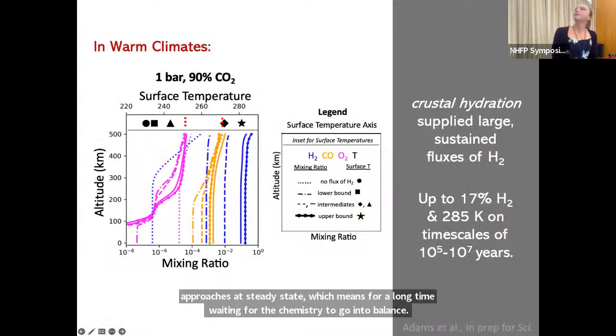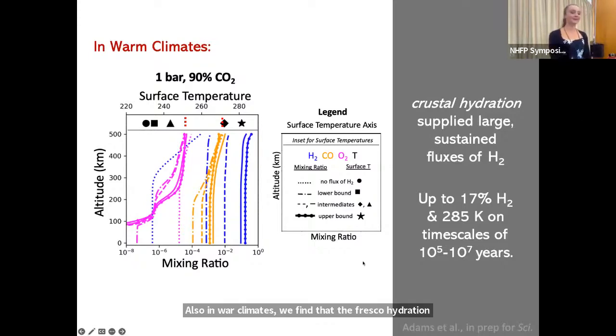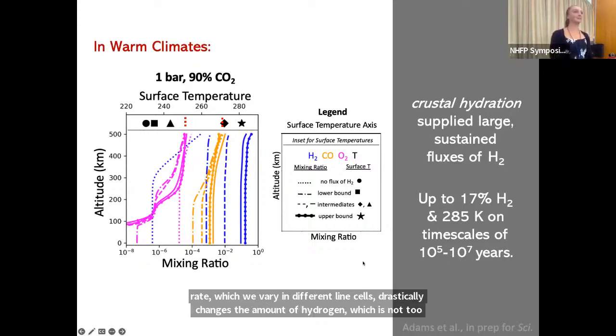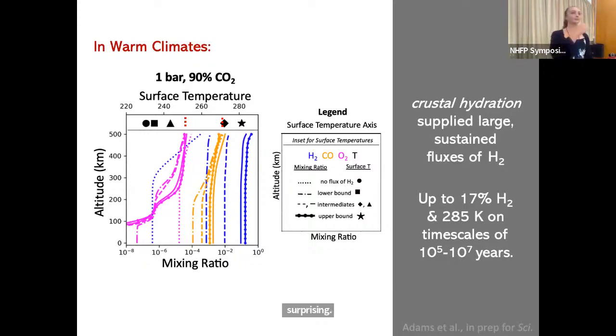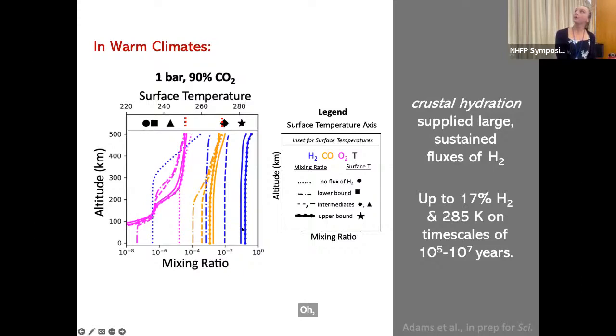So in warm climates, we find that the crustal hydration rate, which we vary in different line styles, drastically changes the amount of hydrogen, which is not too surprising. The hydrogen has a chemical lifetime of about 10^5 years, so it takes a long time for that hydrogen to build up. But once it does, large amounts of hydrogen, which are plotted in blue, do cause a very warm surface temperature, which is plotted up here. And so these are the varied rates of crustal hydration, where no hydration means that all the hydrogen here is produced just from that water photolysis chemistry. Whereas over here, you can tell the crustal hydration is dominating the profile. We also plot the CO and O2 profiles, but the main takeaway here is the hydrogen and temperature.